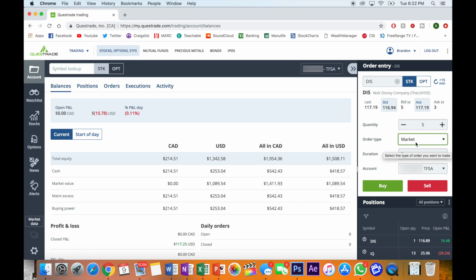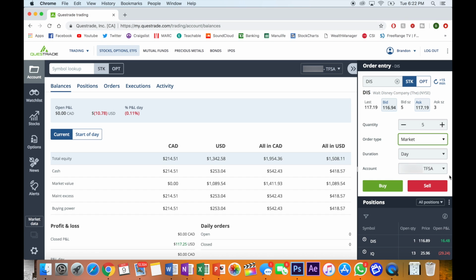What the market order is, that just means that whatever the market price is, whatever the stock's currently trading at, you're just going to pay that current price. And I typically do like to use market orders, but it really depends on what you like to do. Right below here, we have the duration. We're going to leave this today. What this is telling us is that our order will be valid through the end of the trading day.